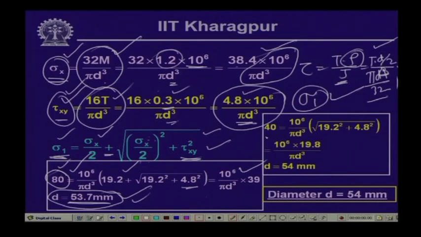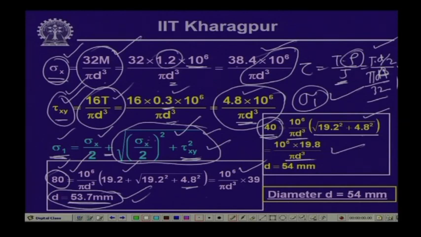Now, if we have to satisfy the criterion of the maximum shearing stress, which is equal to 40 megapascal, as you know the maximum shearing stress is nothing but the radius of the Mohr's circle, which is this, and that is root of (sigma x by 2) square plus tau xy square. If we substitute that, with 10 to the power 6 by pi d cube taken out, we have root of 19.2 square plus 4.8 square, and this gives us a value of 19.8 into 10 to the power 6 by pi d cube.